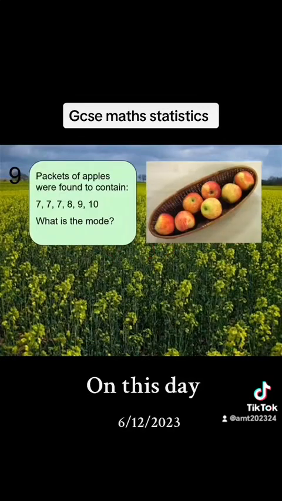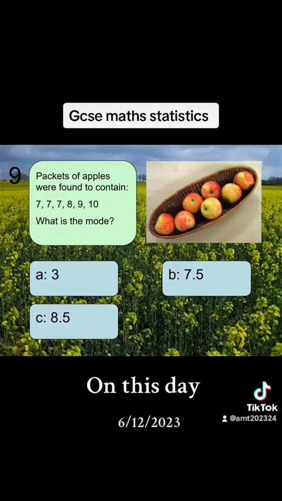Okay, so next one, what is the mode? So the mode is the most occurring, so the most frequent. That will be 7 because 7 appears 3 times in the list here of those 6 apples.